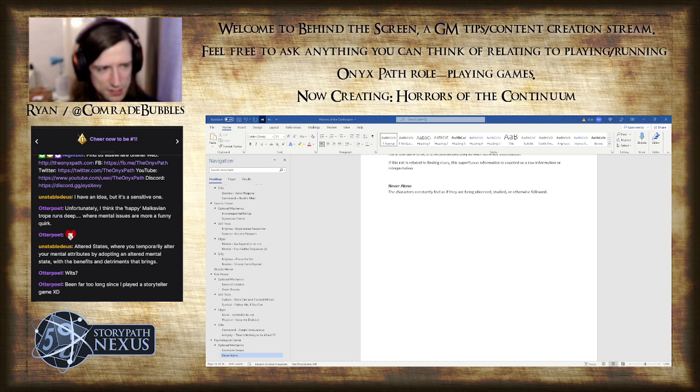It's been far too long since I played a Storyteller game. Hey, that's totally fair. As I say, this is a successor to the Storyteller system, so they did change some of the names around, I guess, to better suit things. So that's an explanation of favorite approaches.